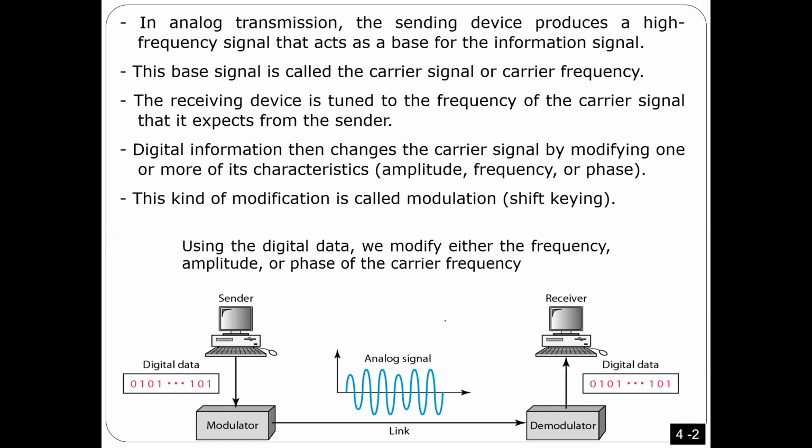So in analog transmission, the sending device is going to produce a high frequency signal that acts as the base of the information, and this one we actually call the carrier frequency. Okay, so the receiver has to be tuned to this carrier frequency. If you want to receive a certain station in radio, you have to tune the filter to the carrier frequency of that station.